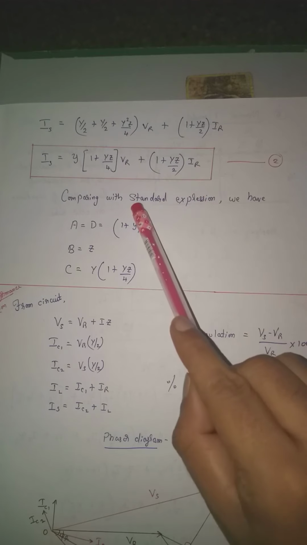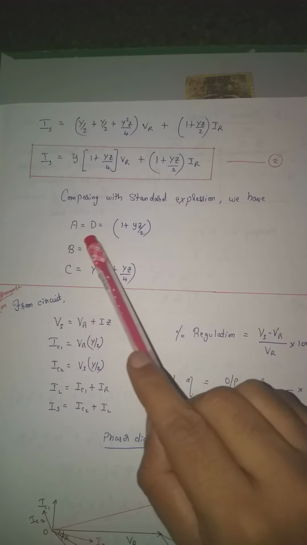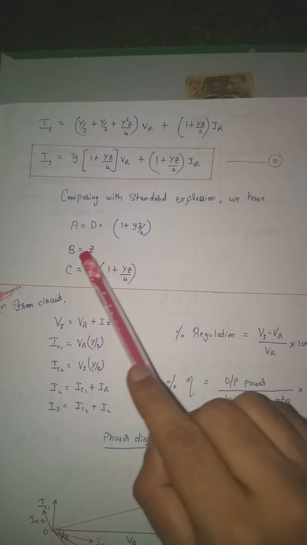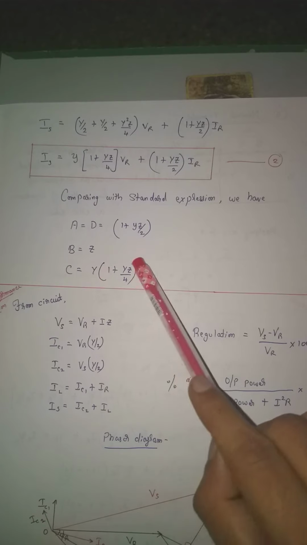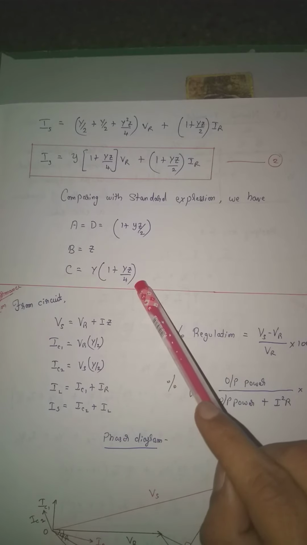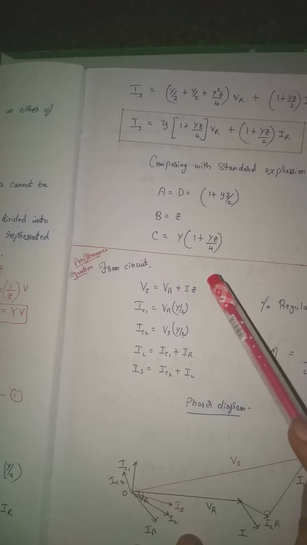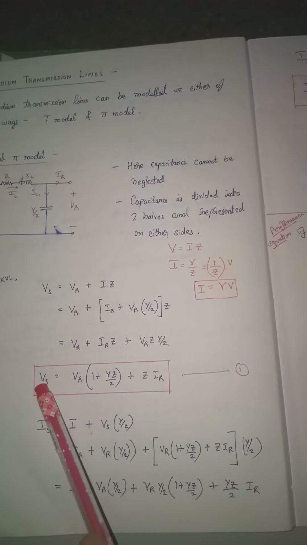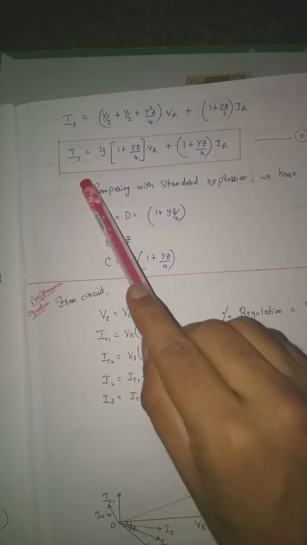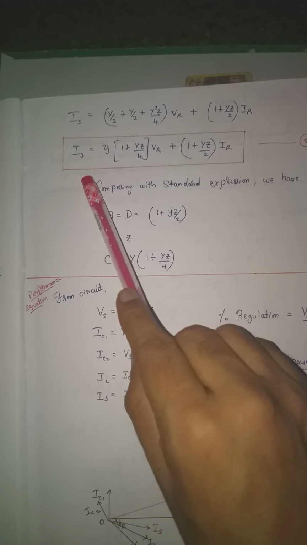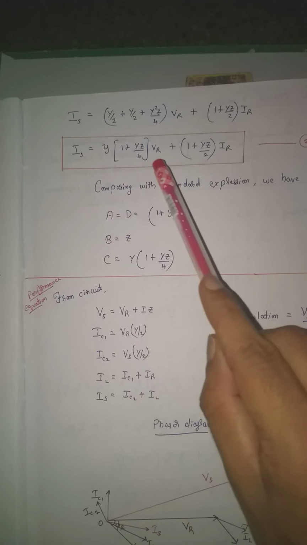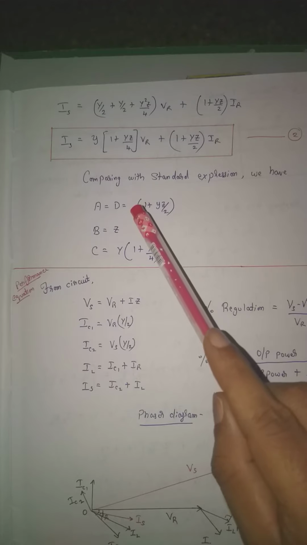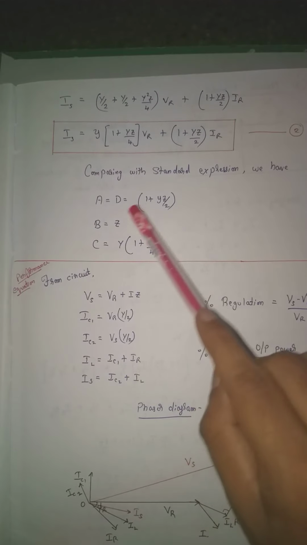Now we try to compare it with the standard expressions and get A, B, C, D. So A and D are equal to 1 plus YZ by 2, B is Z, and C is equal to Y into (1 plus YZ by 4). So in case of short transmission line also, we try to get the expressions for Vs and Is. Here also we are doing the same. I've got the expression for Vs, I've got the expression for Is. So Vs, Is on left side, and in terms of Vr, Ir on the right side, if you write it in matrix form and compare it with the standard model, similar to short transmission line, you'll be getting the ABCD constants.